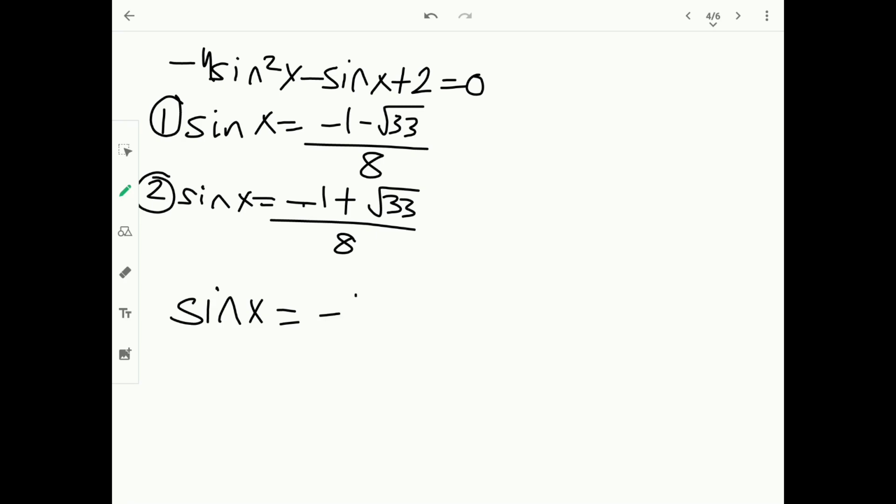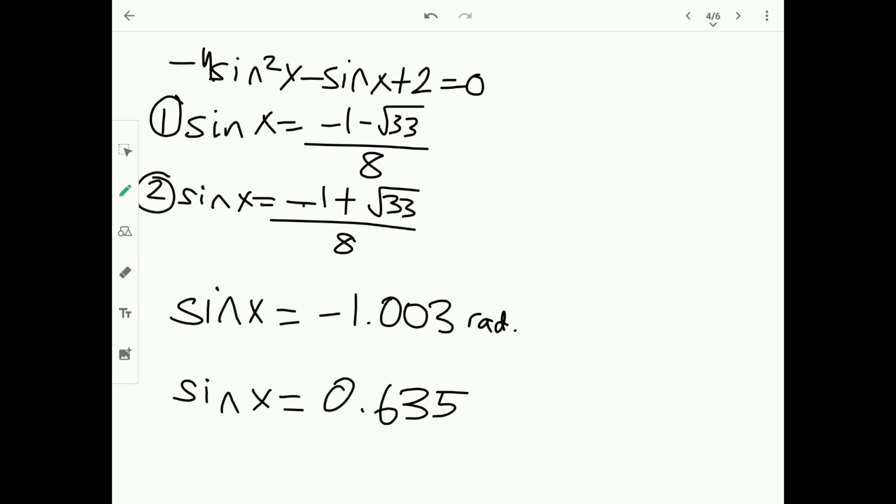We get minus 1.003 in radians, obviously. And for the second one, shift sine minus 1 plus radical 33 over 8, we should get 0.635. Let's keep it to 3 decimal places, that would be nice.